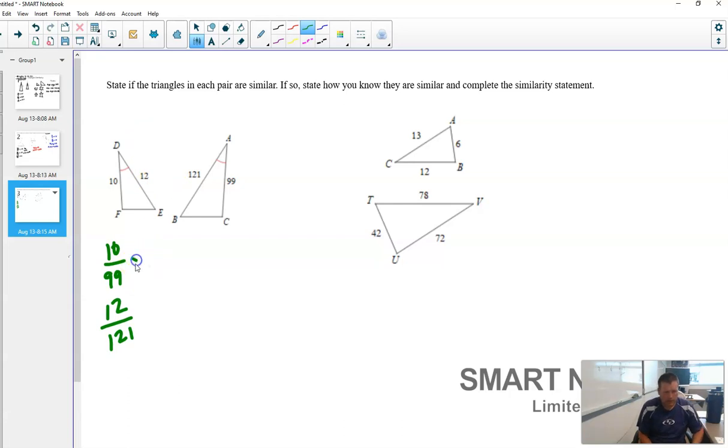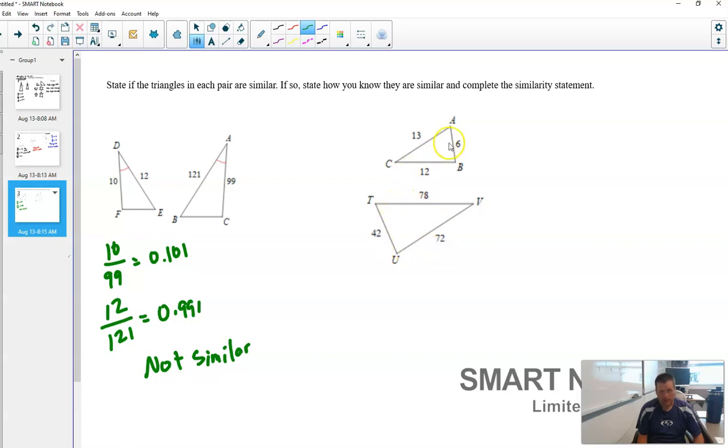So 10 divided by 99 and 12 divided by 121. So for this one, I get 0.101, blah, blah, blah. This one I get 0.991. So see how they are different? I don't even need to finish this one. I'd say they are not similar because of these proportions not being the same. So I'm done with that one. They're not similar. Okay, go to this next one here.